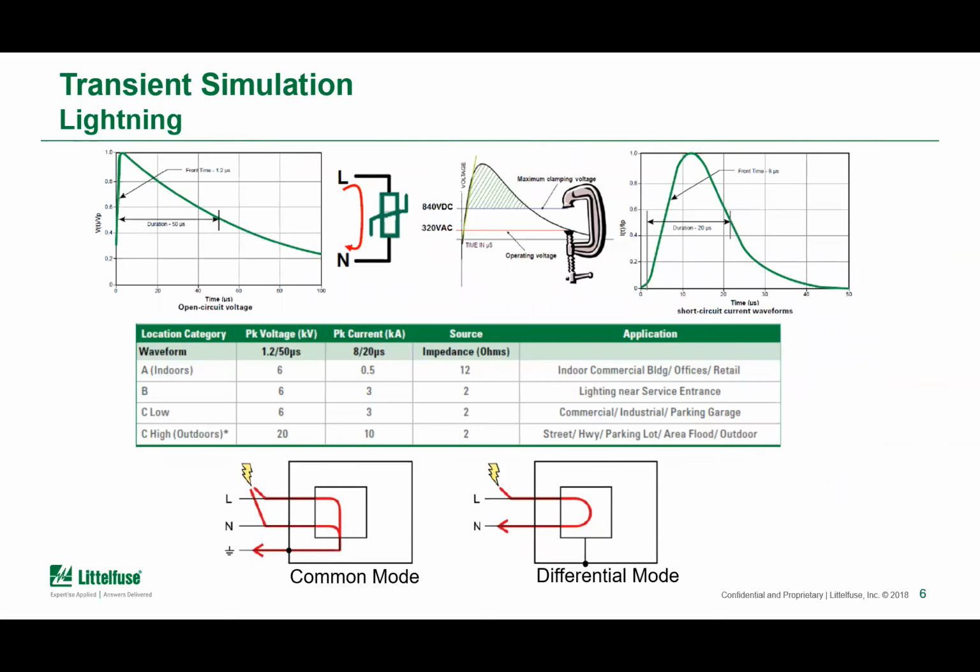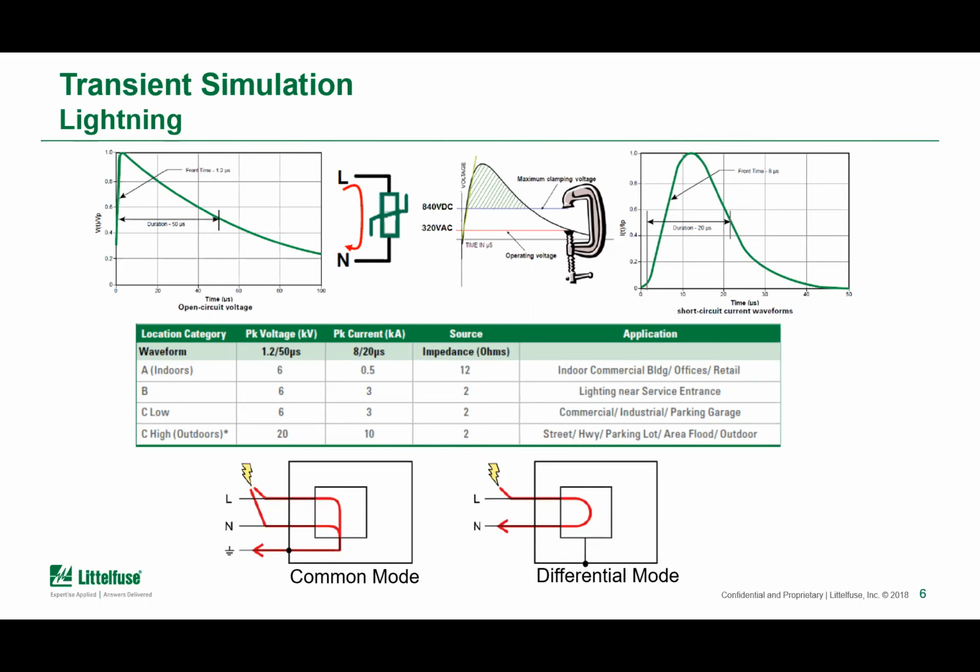So the most common way of simulating a lightning strike to evaluate end equipment is done with something called a combination wave generator. What this is essentially comprised of is an open circuit voltage waveform component and a short circuit current waveform component. That's why they call it a combination wave. Each of those waves is a double exponential waveform, which essentially means it has a very fast rise time and then an exponential decay.